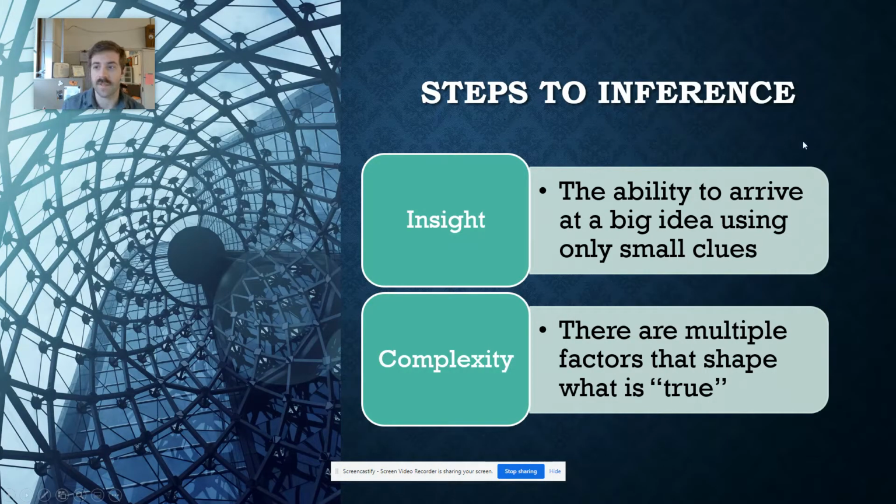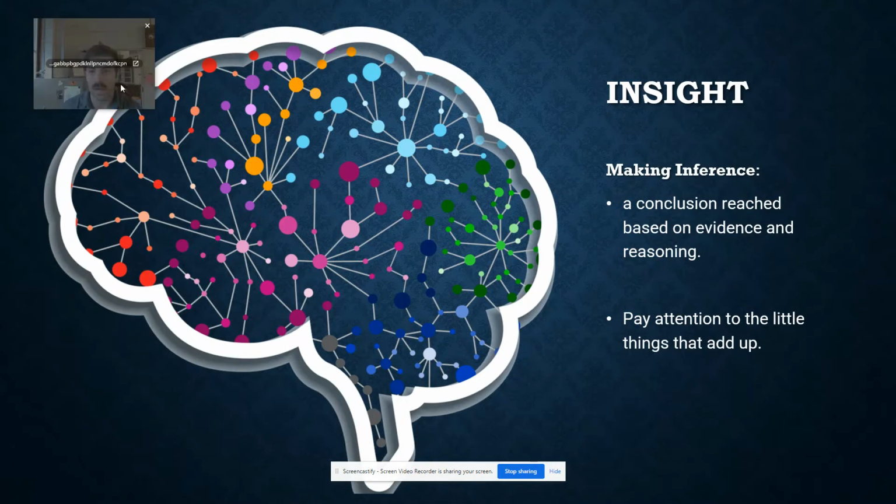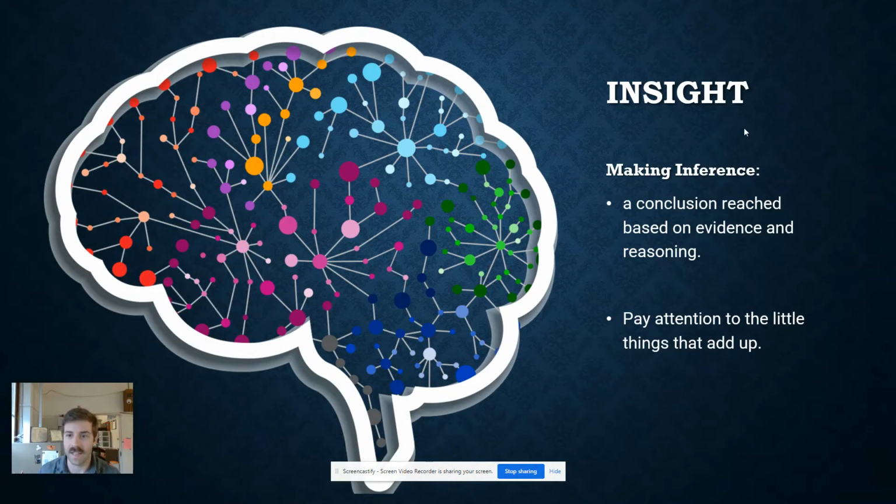Insight is the ability to arrive at big ideas using only small clues, and complexity is the kind of acceptance that there's oftentimes multiple factors that shape what is true. It's not just A plus B equals C. It's all these variables coming together and working in different ways to create our perception in regards to what we believe. So let's take a look at this idea of insight. It's not that complicated of an idea. It just takes a little bit of work to do.